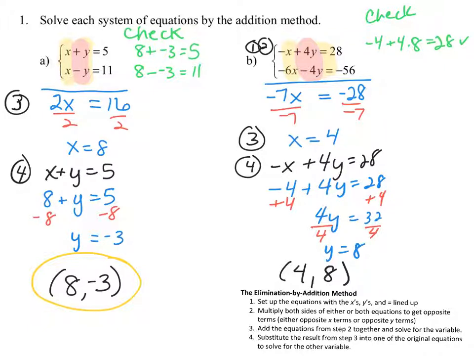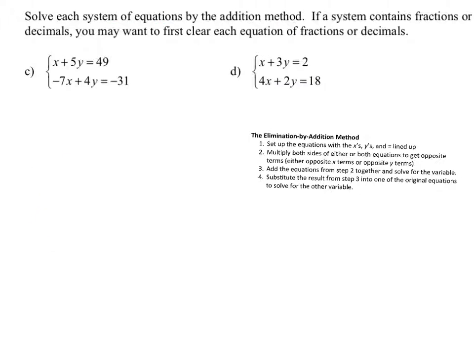And in the second equation, negative 6 times 4, that's negative 24, minus 4 times 8, 32. Negative 24 minus 32 does give you negative 56. So we know that (4, 8) is a solution to that system of equations.